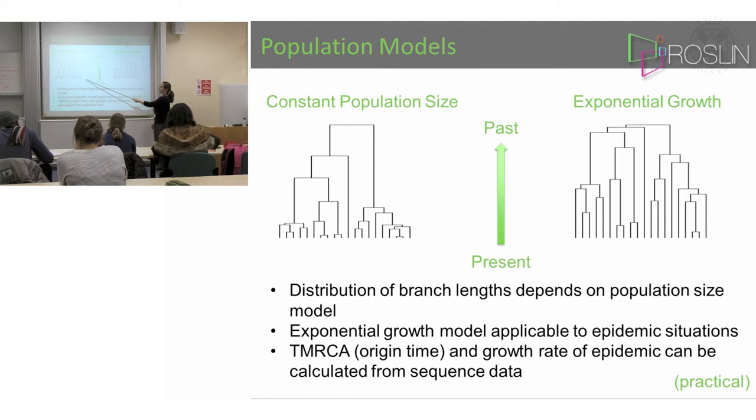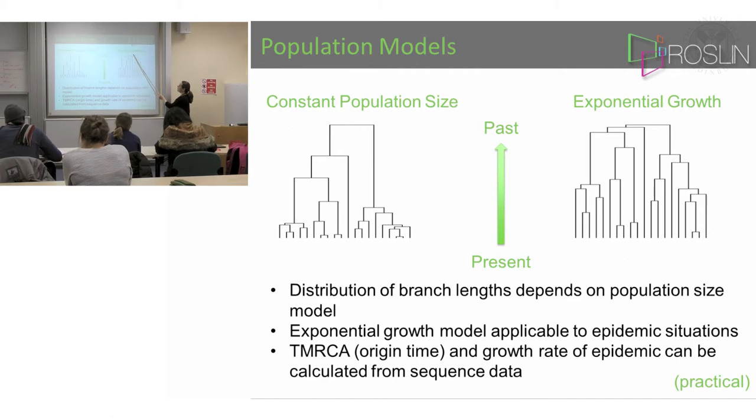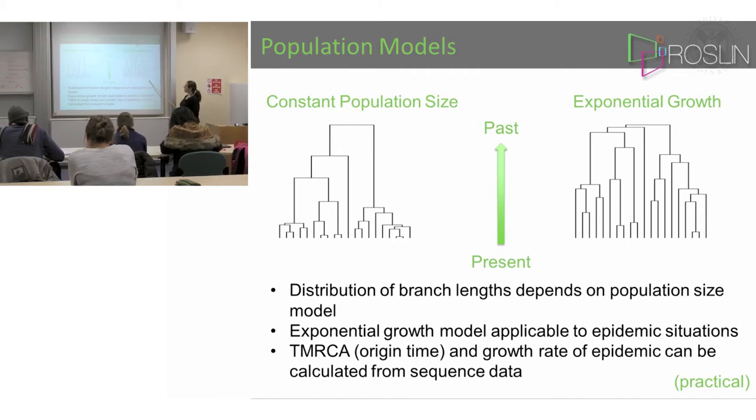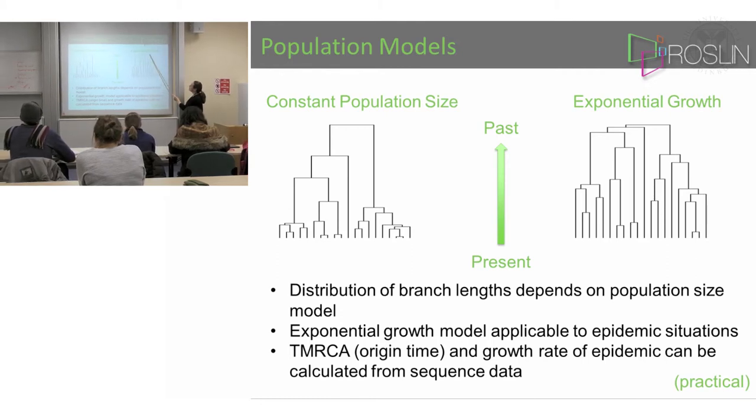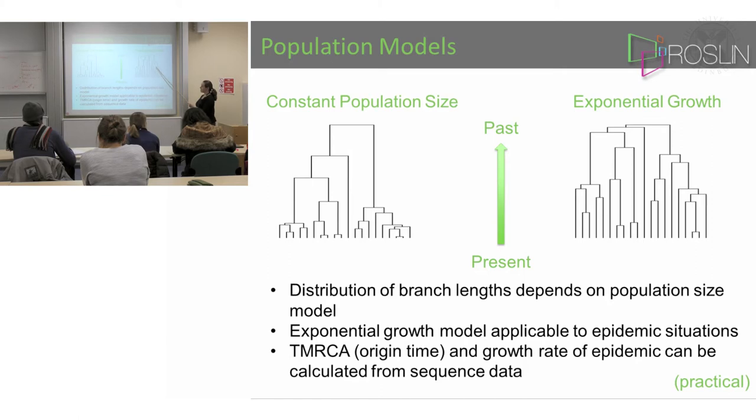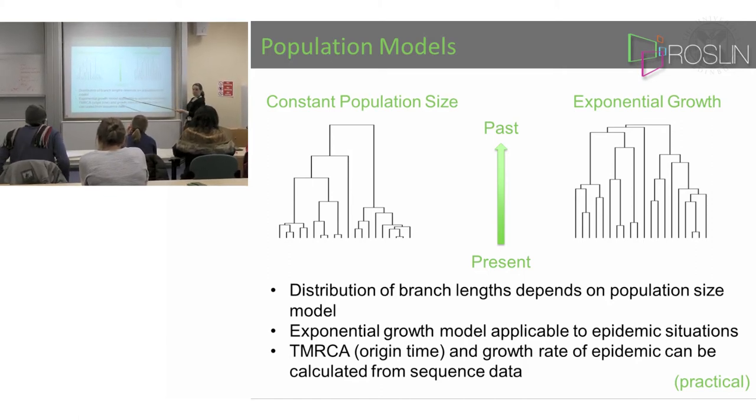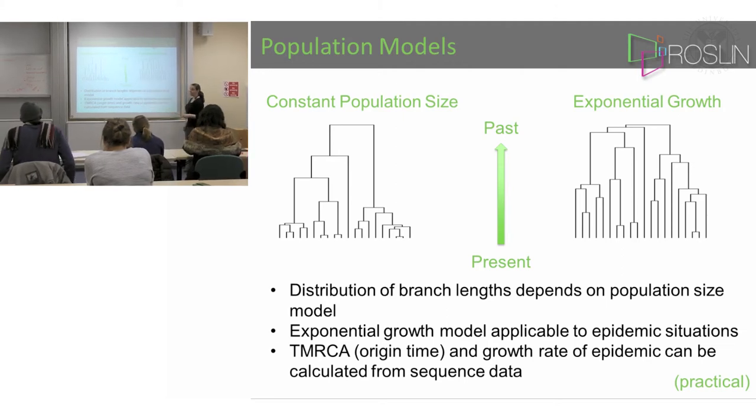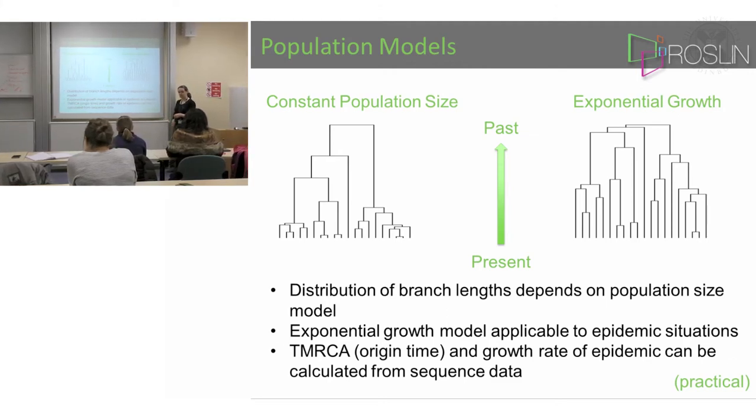So, on the left, we have our constant population size we had in the previous slide. And on the right, we have a population which is exponentially growing in time. So at the start, in the past, it's small, and in the present, it's large. So in the past, we've got these short branch lengths, and then towards the present, we have these longer branch lengths. And we can see, although the actual topology of the trees are the same, the distribution of the branch lengths are different.